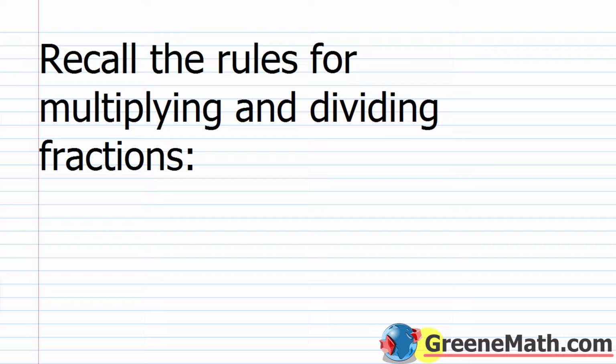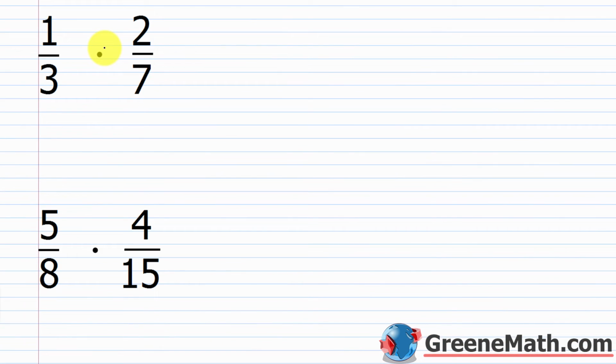Now, if you know how to multiply and divide fractions, the process is very, very similar. So let's start out by looking at 1/3 times 2/7. What we want to do here is multiply the numerator times the numerator. So 1 times 2 is 2. And we want to place this over the denominator times the denominator. So 3 times 7 is 21. So you get 2 over 21 there.